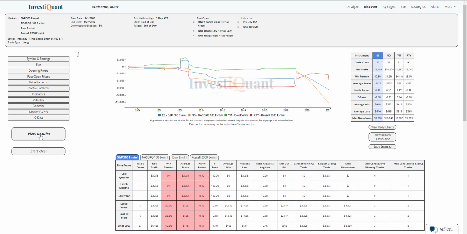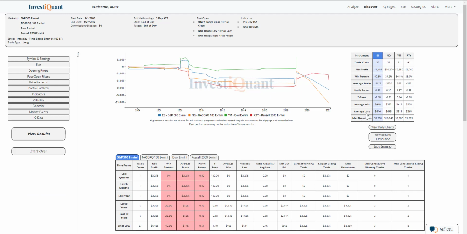If we look at the win rates on them, the S&P win rate coming in at 41%. The NASDAQ coming in 34%. The Dow, the strongest of the group at 55%. And then the Russell, 39%. So as a group, if you kind of add all those together, they are skewed towards the downside.